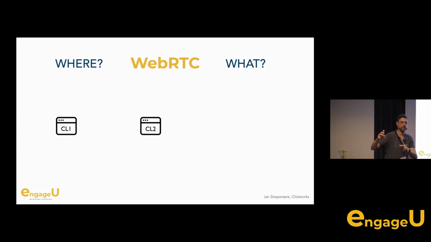Maybe person one is on an Android phone, has this camera, and the other one is on a Mac. So we will need to discuss and say, okay, this is what we're sending back and forth. The getUserMedia already answers the what a little bit, but that's later on.